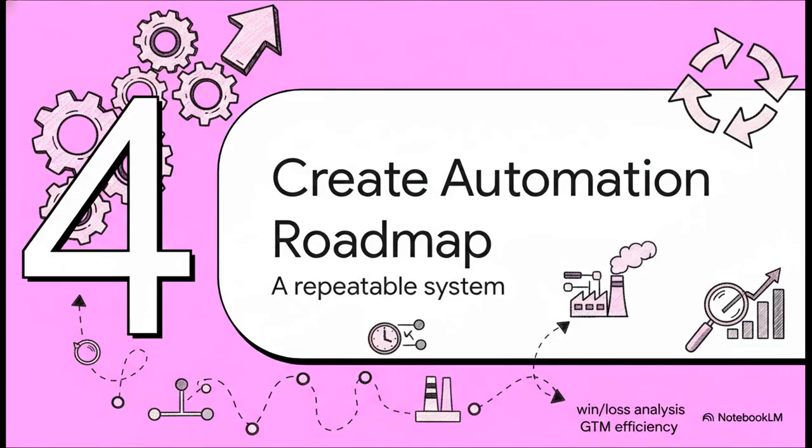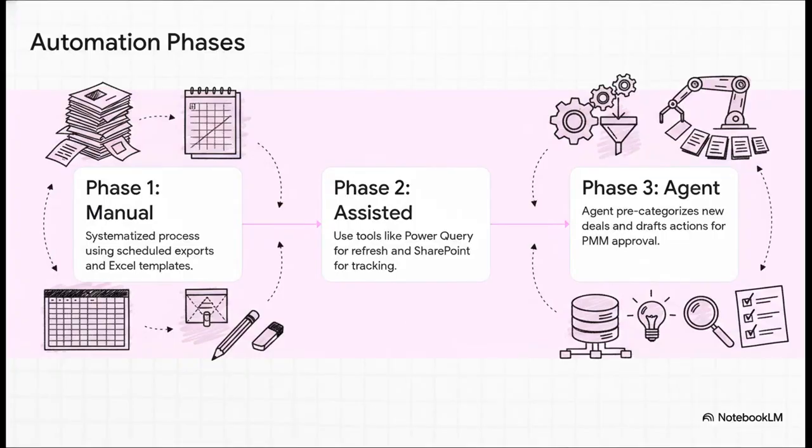Okay, great. So now you've got a manual process that actually works. Now you can start thinking bigger. Let's talk about creating an automation roadmap, so this thing can run like a repeatable, efficient system instead of a one-off project every quarter. The easiest way to think about this is in 3 phases.